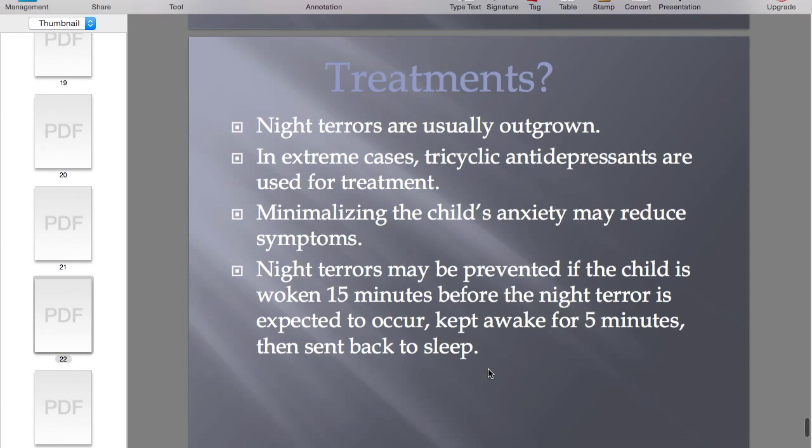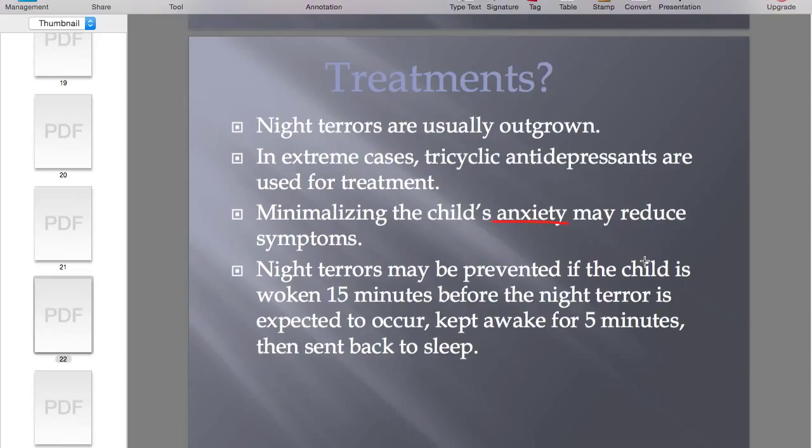Treatments: most times they don't need a treatment. They're usually outgrown. In really extreme cases, tricyclic antidepressants are prescribed, and those can help prevent them. Minimizing the child's anxiety, like stress was mentioned among the causes. If you can prevent the stress, then you can sometimes prevent night terrors.